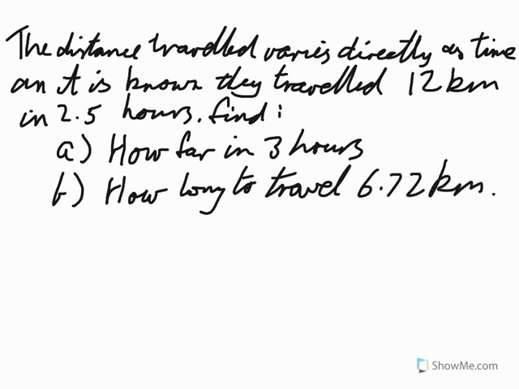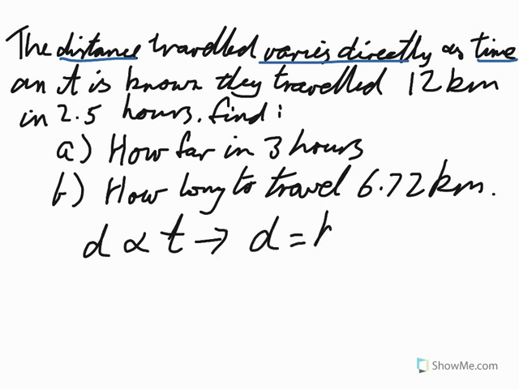6.72 kilometres. Okay, so solution. Okay, so distance varies directly as time. So the distance varies directly as time, which leads us to the distance is k times time. So if we could find out what that was, that'd be really, really handy, because then we could use it to find parts A and B. So at the moment, it's 12 kilometres in 2.5 hours.